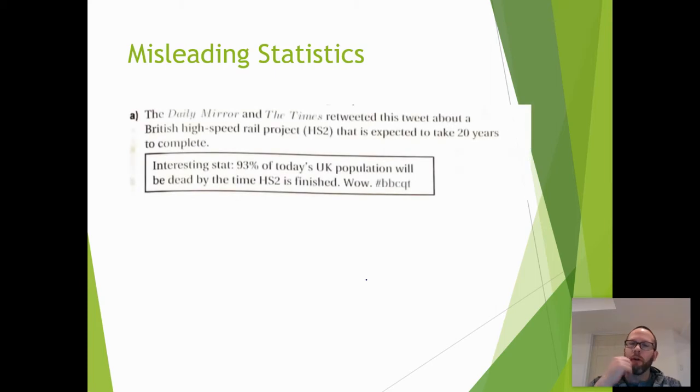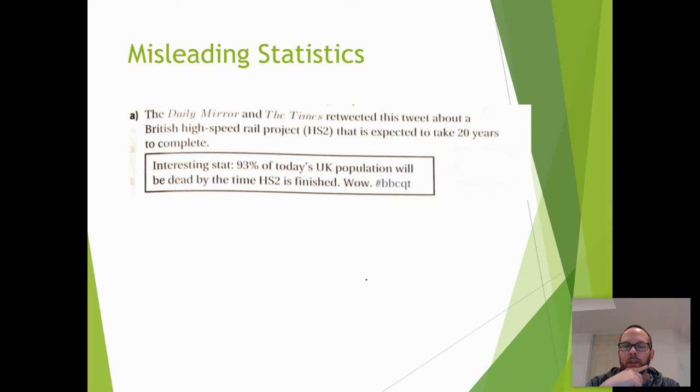So let's look at this first one. The Daily Mirror and the Times retweeted this tweet about a British high-speed rail project that is expected to take 20 years to complete. So the tweet was, interesting stat, 93% of today's UK population will be dead by the time HS2 is finished. Wow.